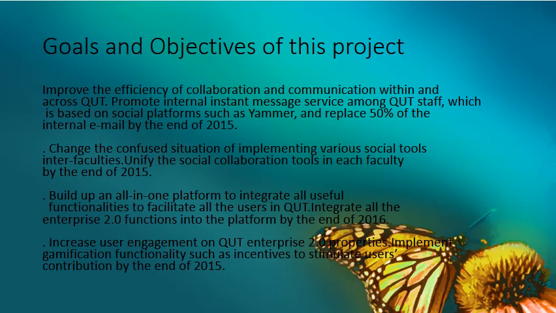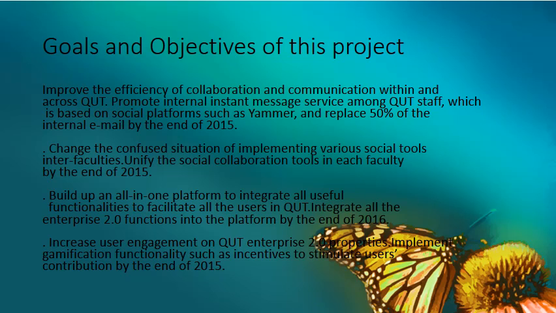For the goals and objectives of this project, the first goal is to improve the efficiency of collaboration and communication within and across QUT. And the objective for this particular goal is to promote internal instant message service among QUT staff, which is based on social platforms such as Yammer, and replace 50% of the internal email by the end of 2015.